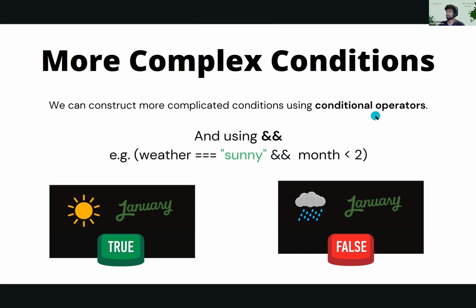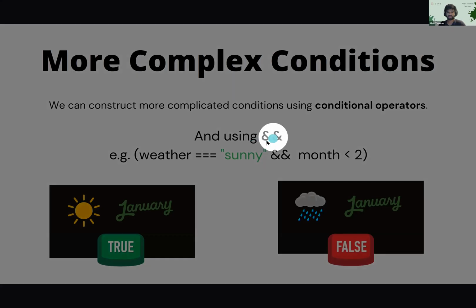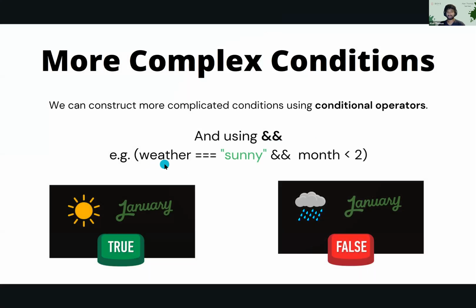And we can do so using conditional operators. The first one we look at is the AND operator, this double ampersand. So if we want to check if the weather is sunny, and we also want to check if the month that we're in is less than 2, we can use an AND operator to check if both of these conditions are true. So going through the examples will probably make more sense.